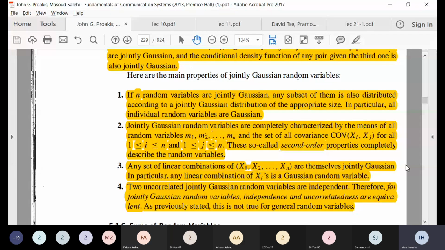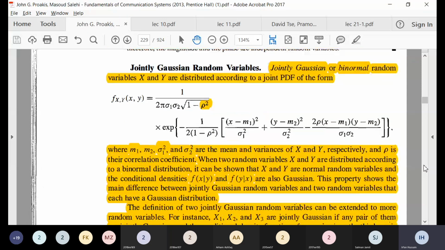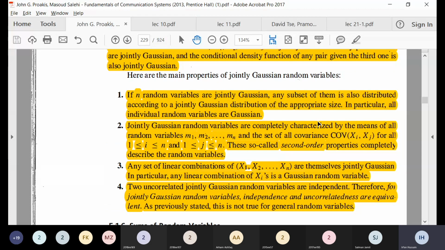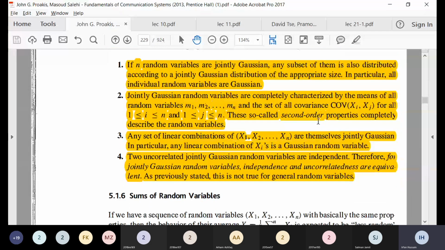They are completely characterized by their means and variances, which I just told you, and by their correlation coefficients, or rho. The whole function is totally defined. And if you take any linear combination of some or all of the random variables, then the output will also be jointly Gaussian, because we have already said that you can take any set and it is jointly Gaussian. So any linear combination will also give us a jointly Gaussian random variable.